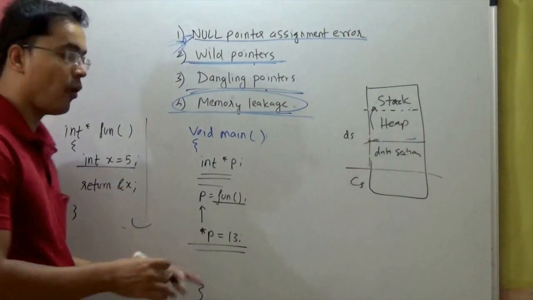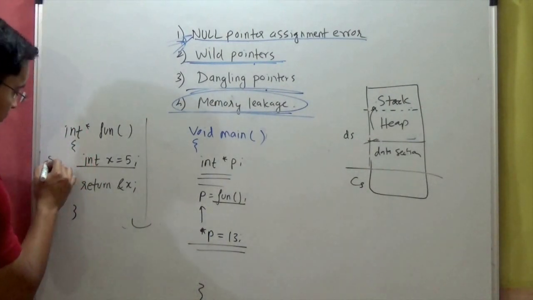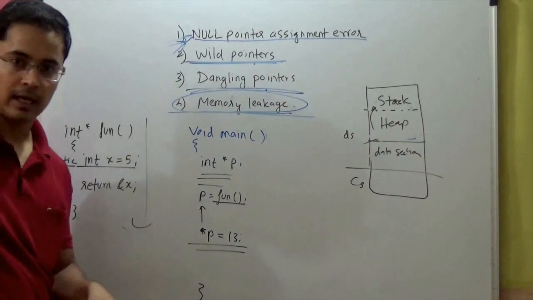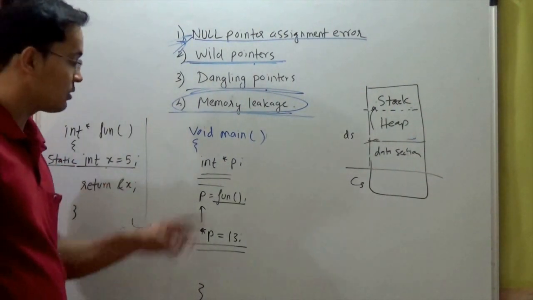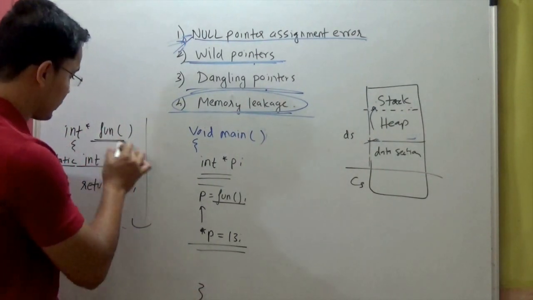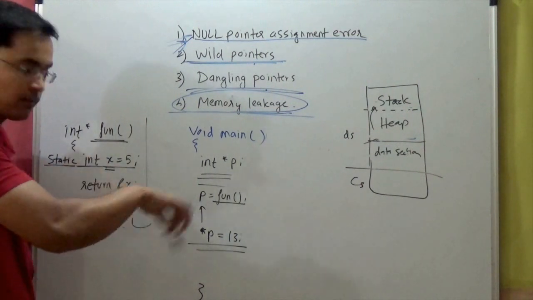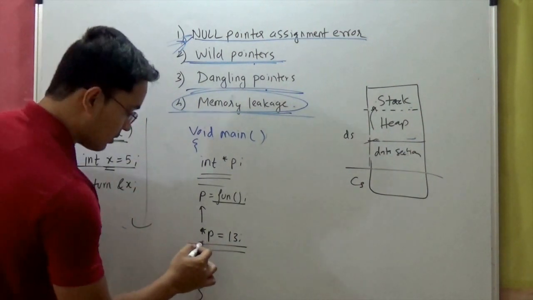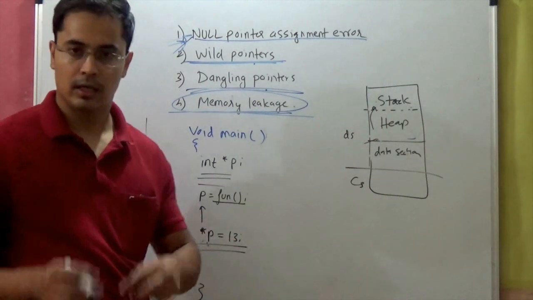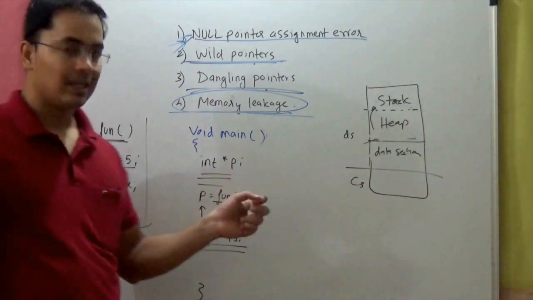Here we could avoid P becoming a dangling pointer by making this variable static, right? If you make this static, the scope of this variable is throughout the program, not just limited to this function. That means this variable will outlive this function call, and in that case P won't become a dangling pointer after this function call. It will become a legitimate pointer pointing to x, which is static now. So that is one solution.